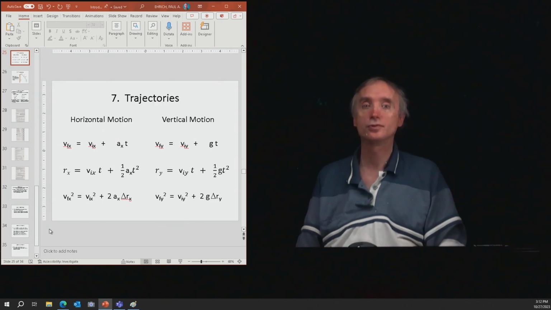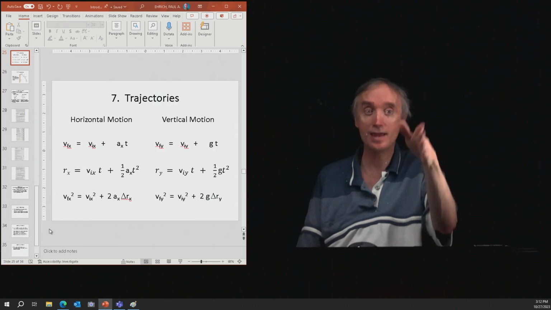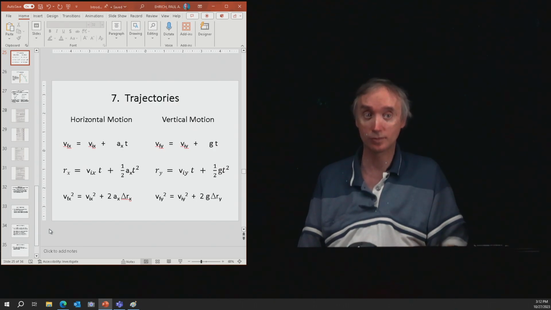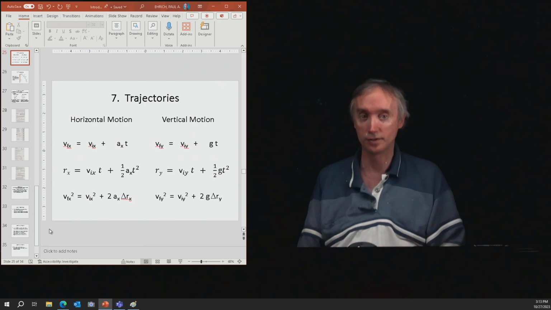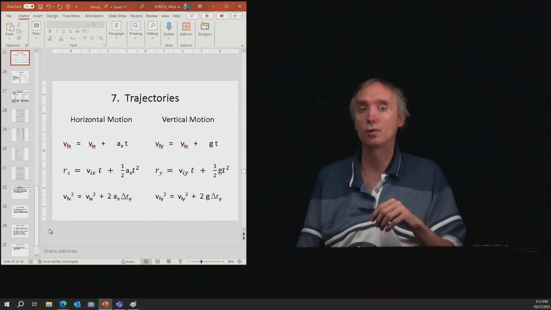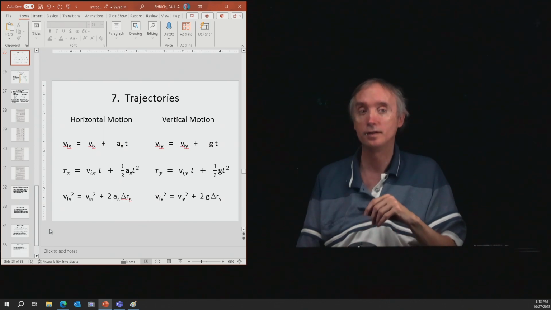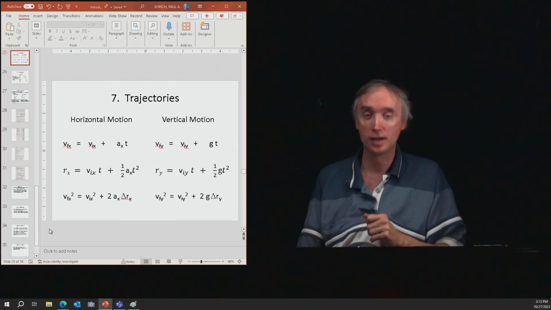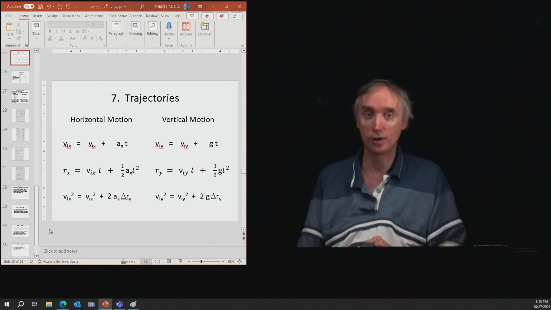Okay, now it's time to talk about motion in both the horizontal direction and the vertical direction at the same time. And so we're going to call this a trajectory. So let's start by looking at the formulas that we're going to use. We have the horizontal motion, and the first one is going to be the how fast equation. And then underneath it is the how far equation, and then underneath that is the hybrid equation.